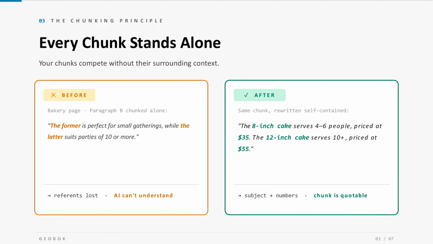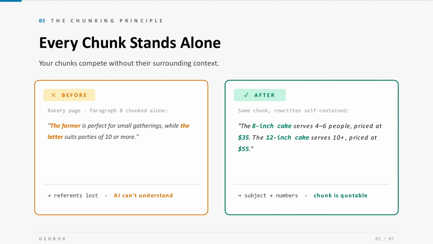Here's the consequence. Take a bakery page. Paragraph A says, "We offer 2 sizes of custom cakes." Paragraph B says, "The former is perfect for small gatherings. The latter suits parties of 10 or more." When paragraph B gets chunked alone, the former and the latter have lost their reference. AI cannot understand this chunk.